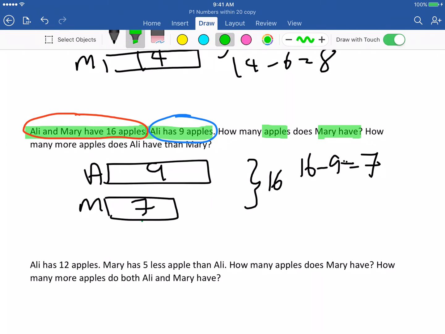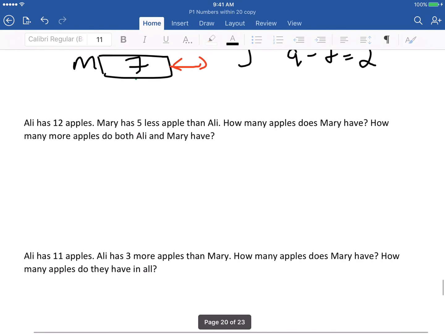Next one. How many more apples does Ali have than Mary? So, means we are trying to find this one. The difference. So look at the model. To get the difference right there, just take 9 minus 7, which equals 2. That's the answer. Okay, let's move on to the next one.